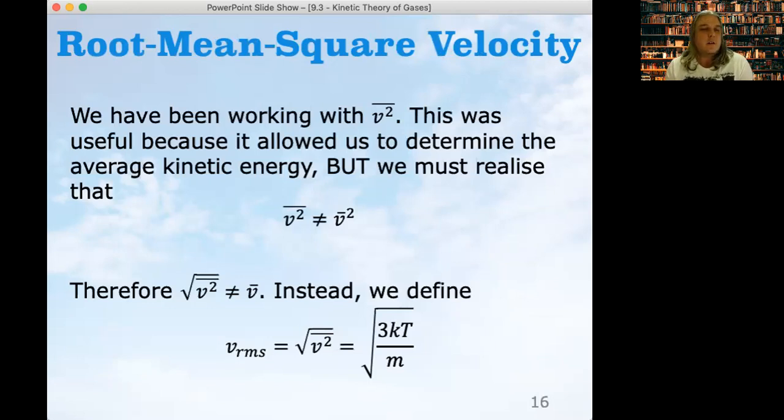Actually, there's a question that I'll ask in a moment, so I'll stop talking about that right now. What we do is we define the square root of our average squared velocity. The language around saying these gets a bit messy, which is why we write them. So when you take the square root of the square velocity average, we call that VRMS. And given our definition for the average of the square velocities, we can see that VRMS is equal to the square root of 3kT over m.